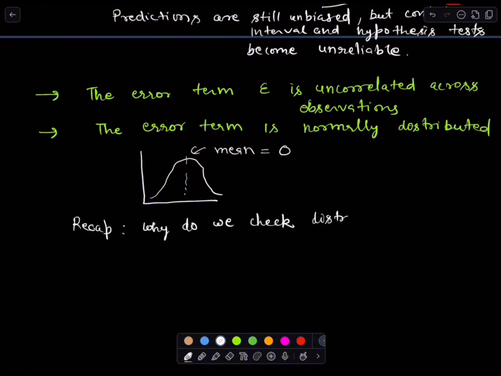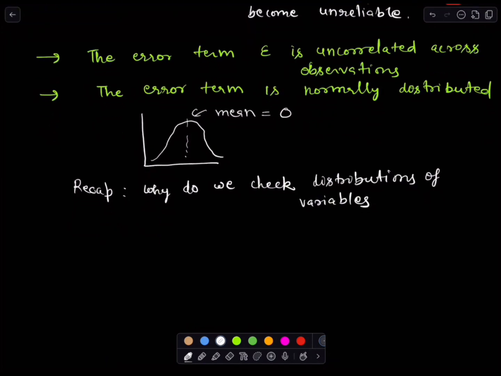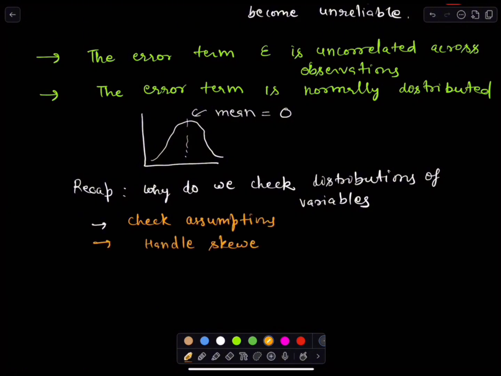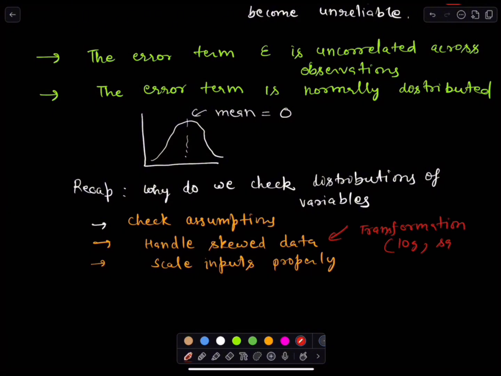So let's recap. We check assumptions, which is what we just did. We handle skewed data. We need to understand what kind of transformation is needed, whether you require log transformation or square root transformation. Then the third point is to scale inputs properly, which tells you whether you need to normalize the data. In other words, you need to standardize the data.